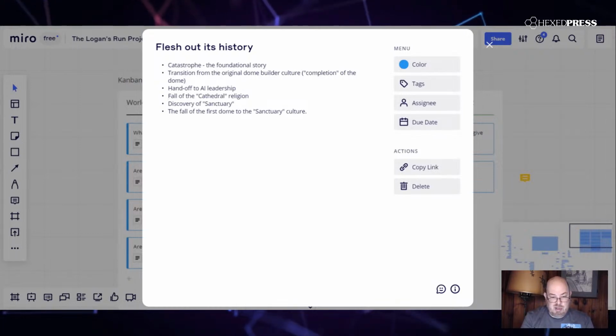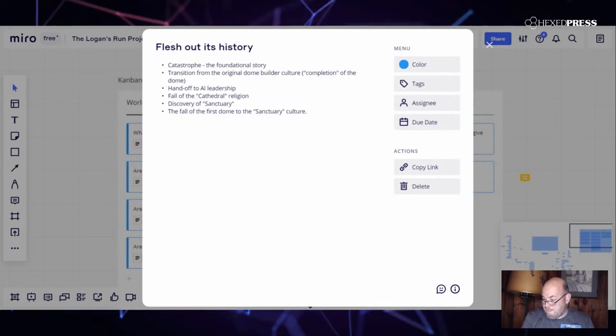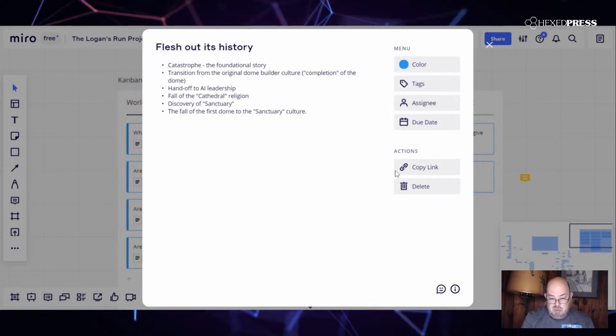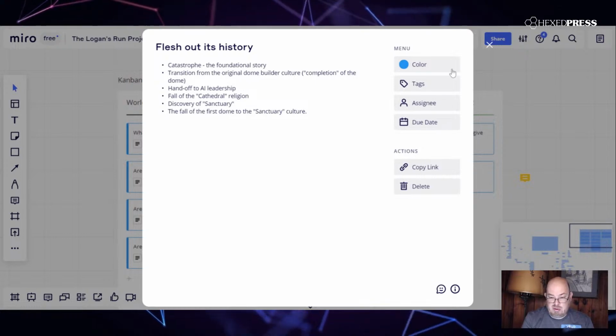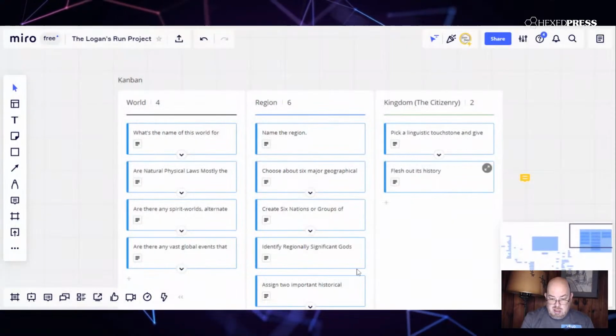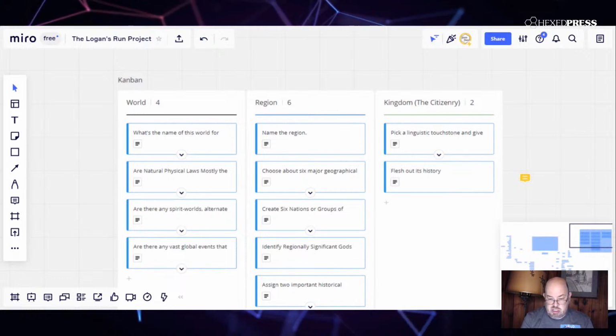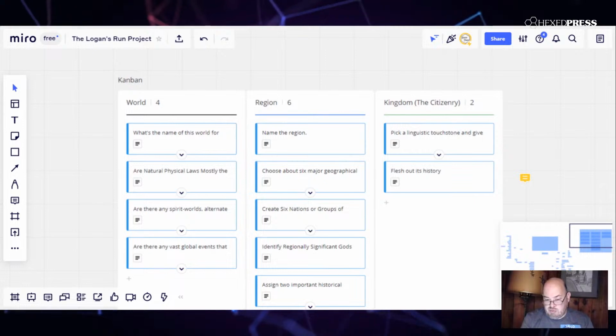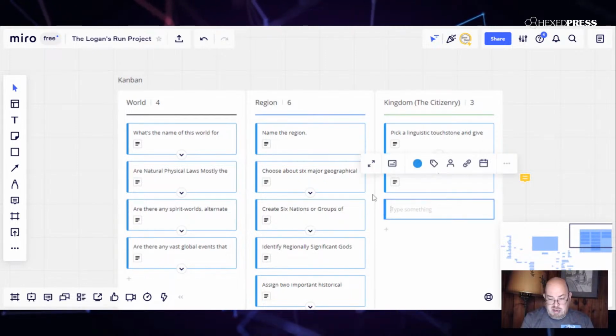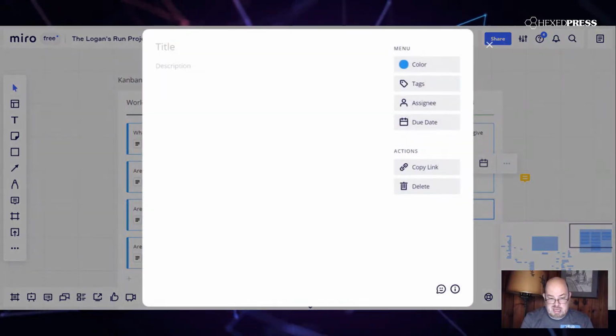Okay. Now we've got 1, 2, 3, 4, 5, 6. Awesome. We are cooking with gas, as they say. All right. The history has some flesh. What is next? Decide how it is ruled and identify the ruler. Well, that one's an easy one right now, at least in terms of what we're thinking.